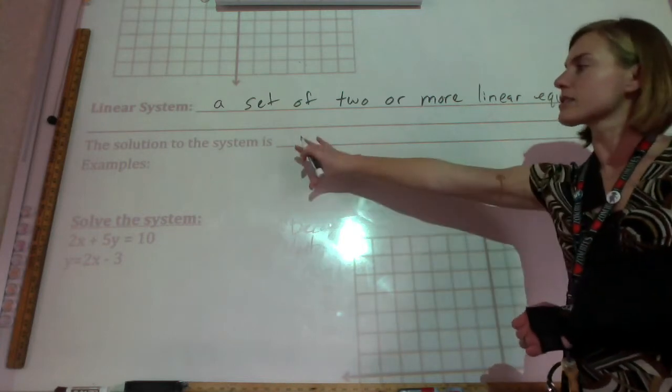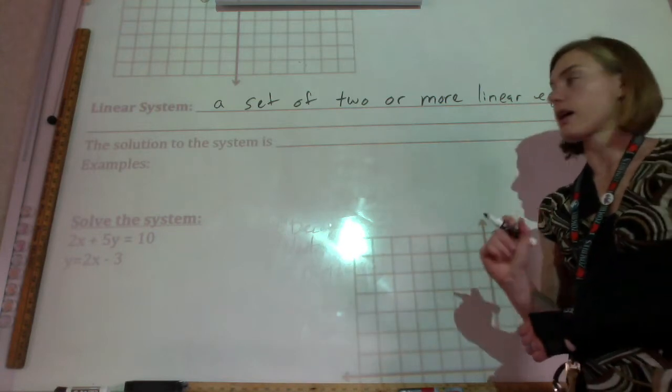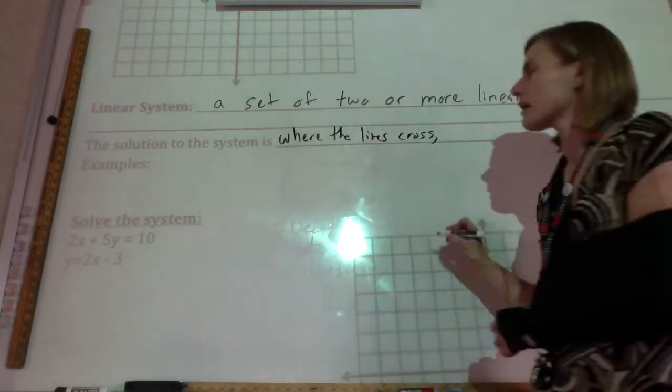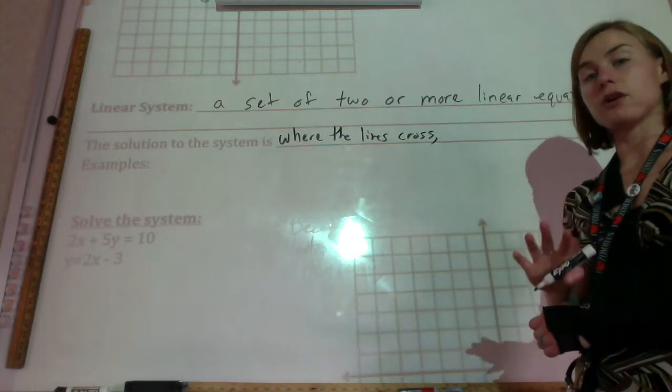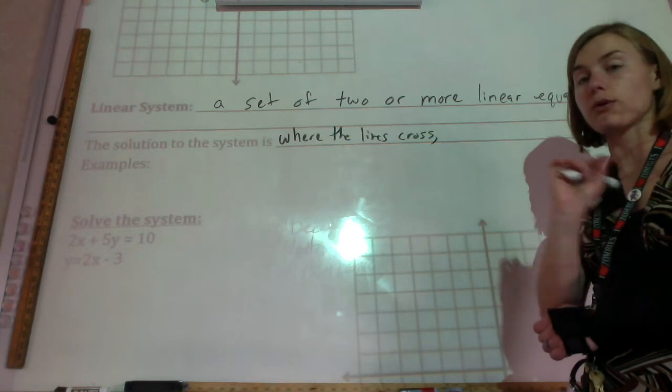You have a linear system that you're working with. So then what's the solution to a linear system? The solution is where the lines cross. And we just saw that where the lines cross is a very special point. That is the point that is a solution to both equations.